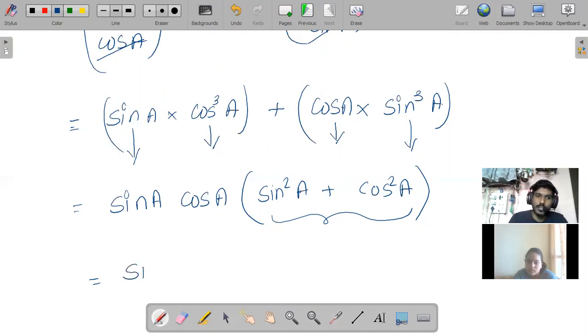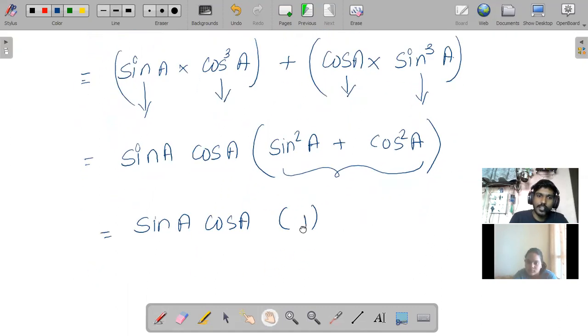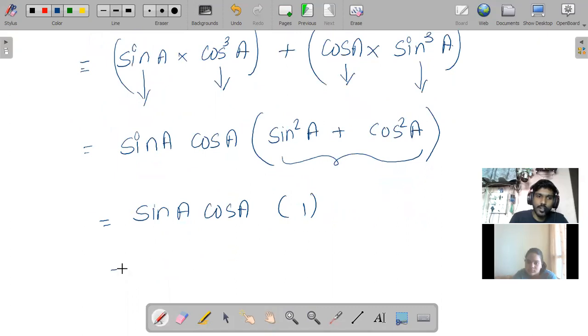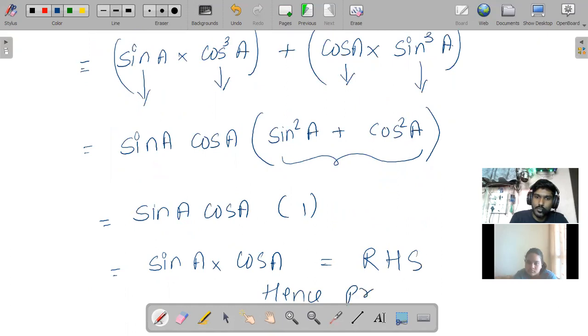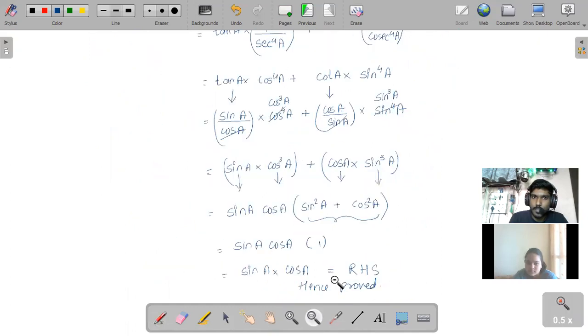So that becomes 1. So sin A into cos A, and this is 1. And this multiplied by 1 will remain the same thing. So you'll get sin A into cos A, which is the same as your RHS. Hence proved. Is this clear? Yes.